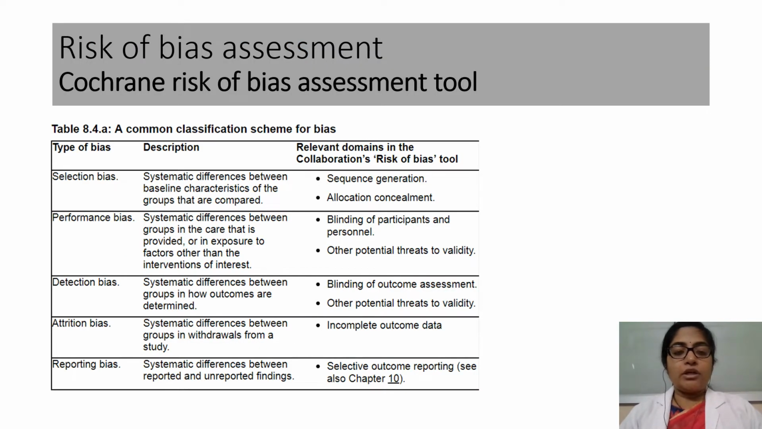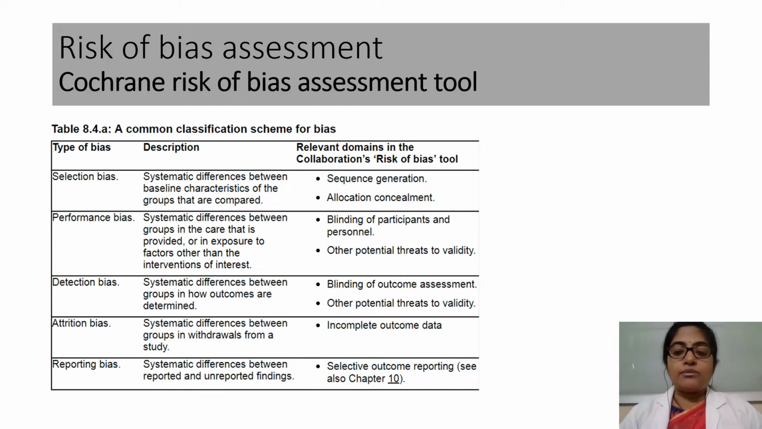Then there is something very important called risk of bias assessment, and we have the Cochrane risk of bias assessment tool, and this table shows the tool. On the left side we have types of biases: selection bias, performance bias, detection bias, attrition bias, reporting bias, and there is a description of the bias, and the relevant domains in the Cochrane risk of bias tool, and this completes the table. So we have to see whether in that particular article there is any selection bias or not, whether any performance bias and so on.